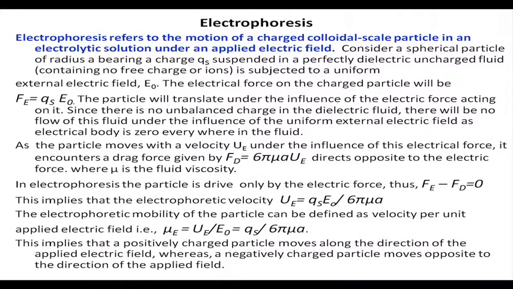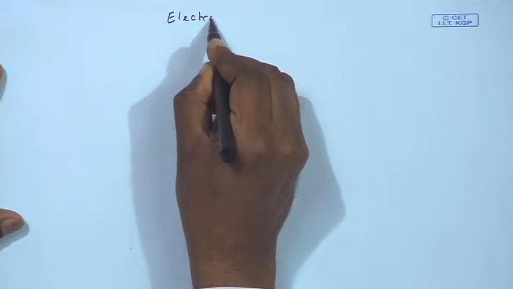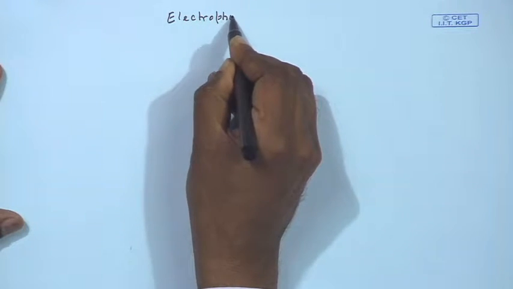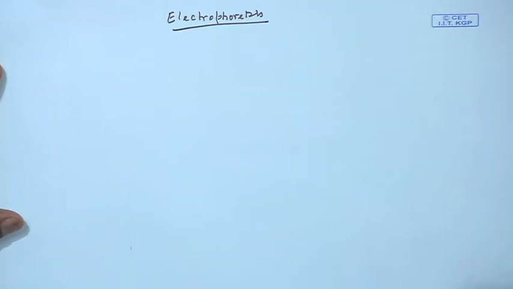Now, we will talk about the electrophoresis of colloid particles. Electrophoresis is basically the electrokinetic transport of charged particles in an electrolyte medium or polar medium. So, that is the thing that will be considered.